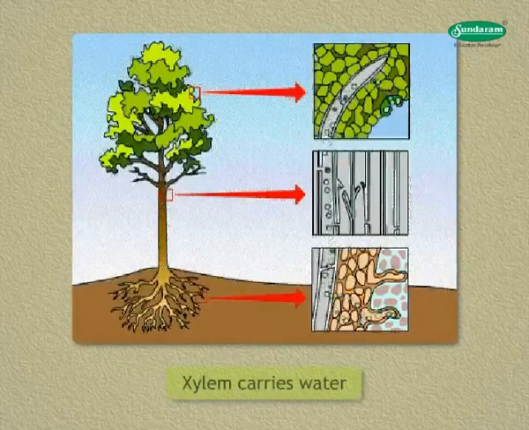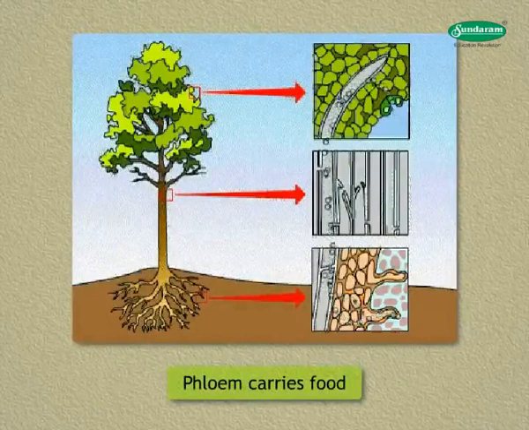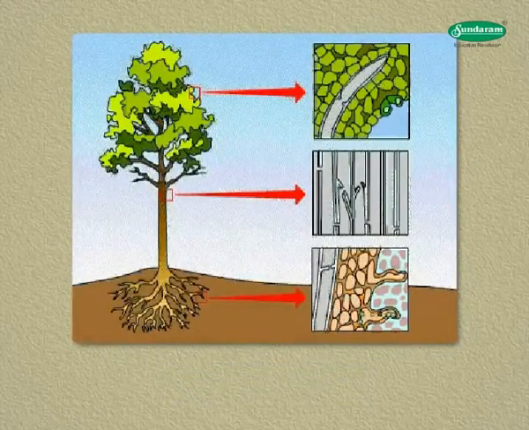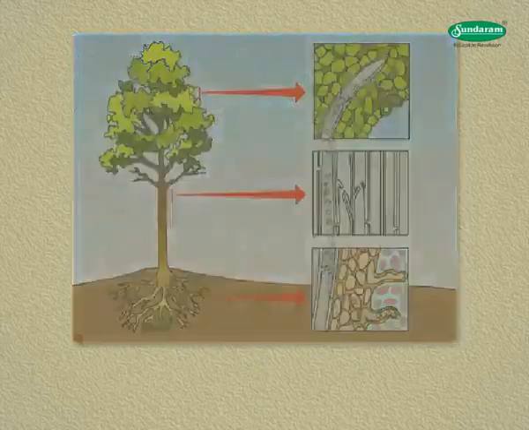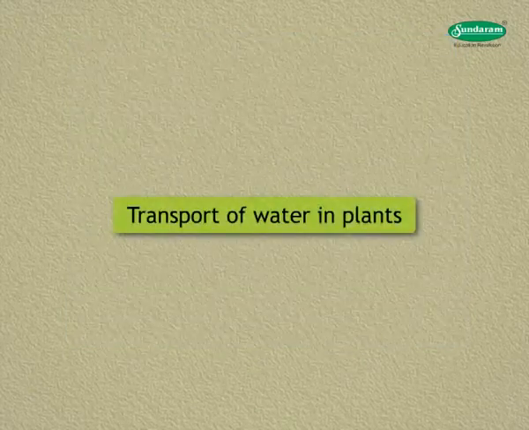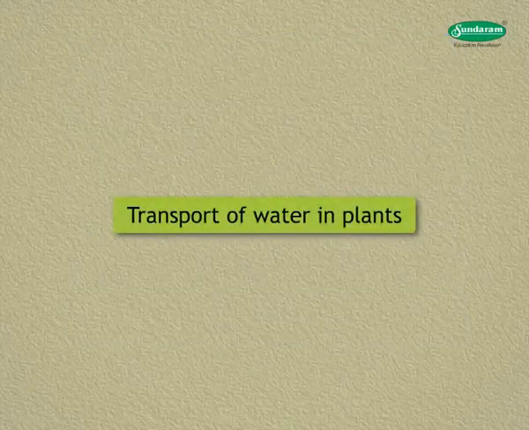Special tissue like xylem carries water and phloem carries food. All the parts of the plant are interconnected with these conducting tissues. Let us look how water gets transported in plants.